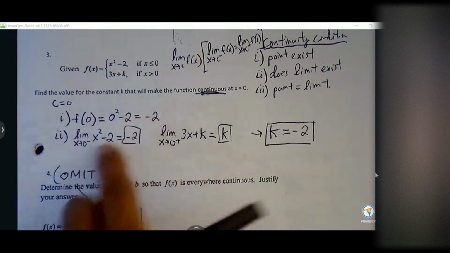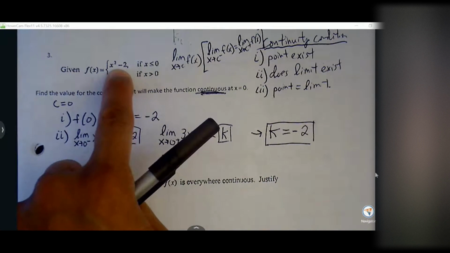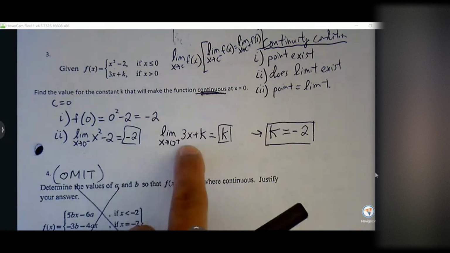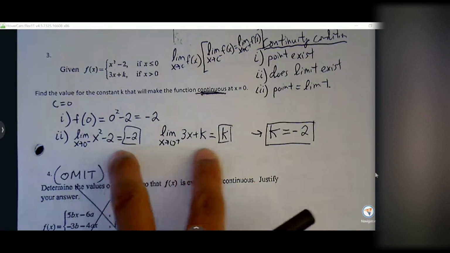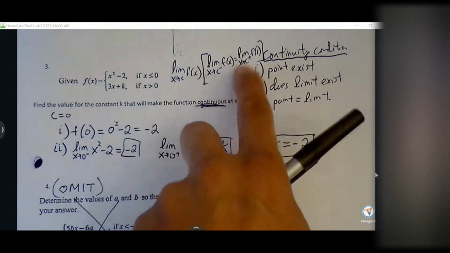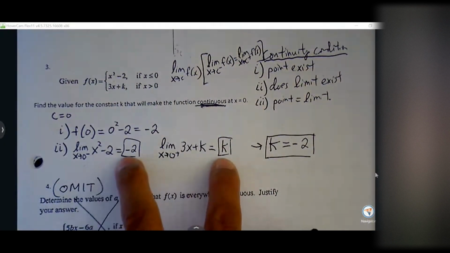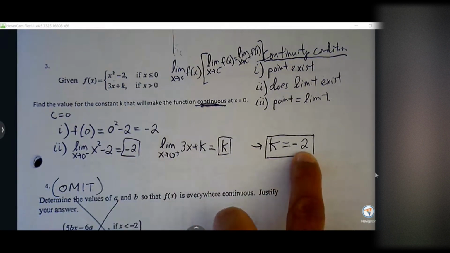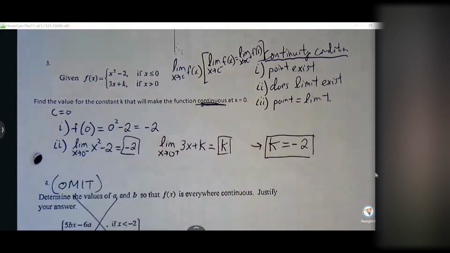So from the left side of 0, we're choosing the x squared minus 2. From the right side of 0, we're testing the 3x plus k. We evaluate them, we get -2 and k. But in order for the true limit to exist, these two have to be in agreement. So we just take the results of these and set them equal to each other. And before we know it, we have the k value that we're looking for.